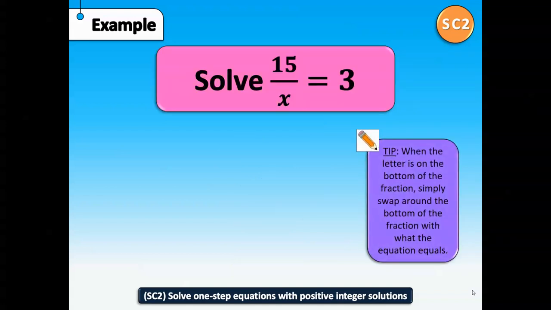Now this time we want to solve 15 over x equals 3. So 15 over x means 15 divided by x. So 15 divided by what number would give the answer 3? So when the letter is on the bottom of the fraction, simply swap round the bottom of the fraction with what the equation equals. So we can swap the 3 and the x around. So x will equal 15 divided by 3. 15 divided by 3 is 5. So x equals 5.